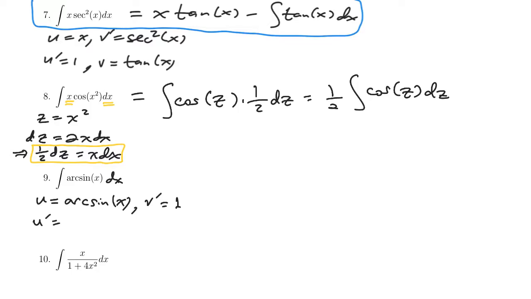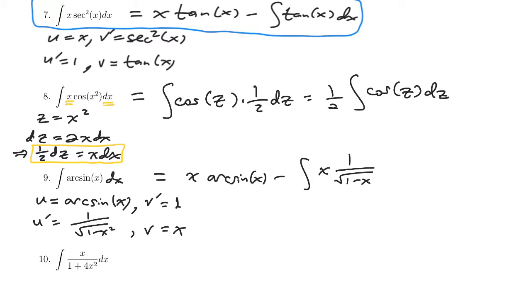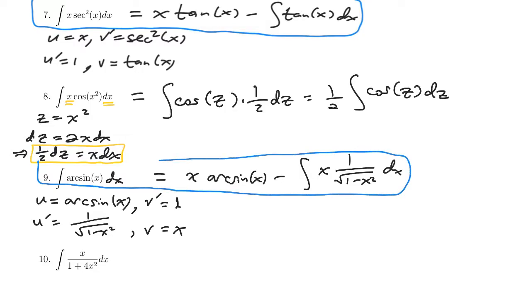If we do that, then the derivative of arcsine is 1 over the square root of 1 minus x squared, and the antiderivative of 1 is x. And so one step of integration by parts is going to say this is x times arcsine of x minus the integral of x times 1 over the square root of 1 minus x squared dx. So again, this is one step in the integration process.